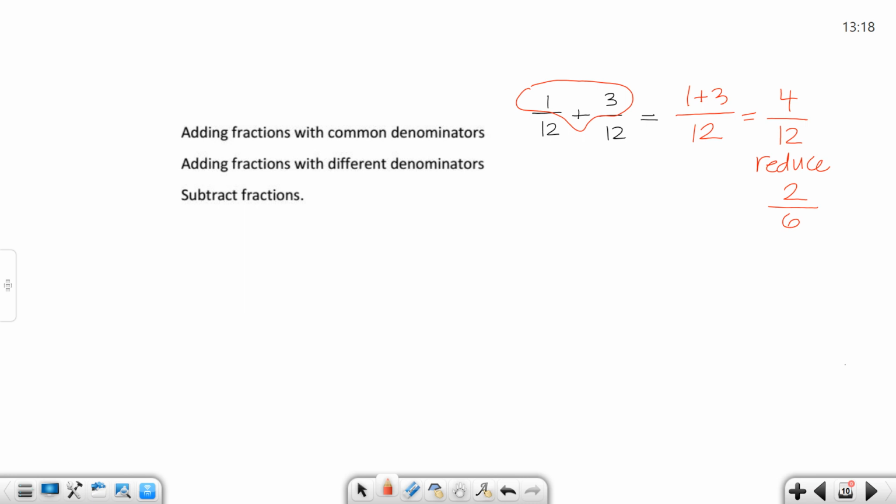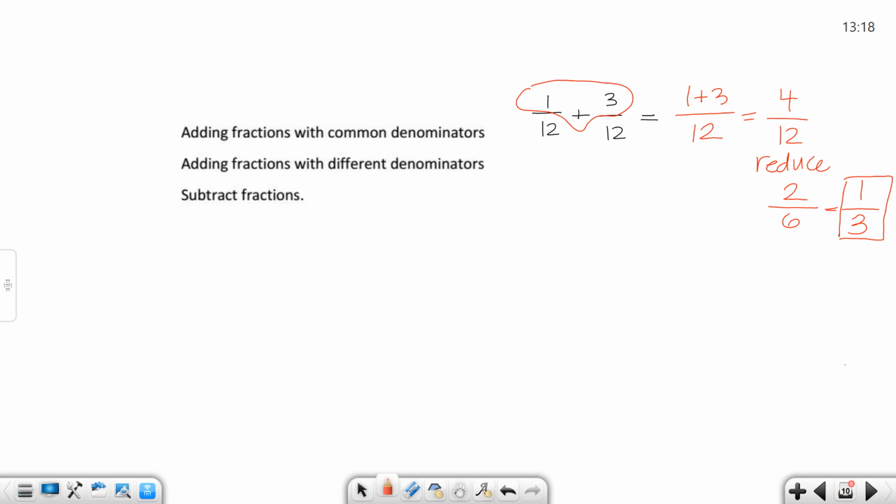And so I said, oh, I might not have picked the biggest number. So sometimes you might have to reduce more than once. So I can reduce this by 2. 2 divided by 2 would give me 1, and 6 divided by 2 would give me 3. And that's my overall answer.